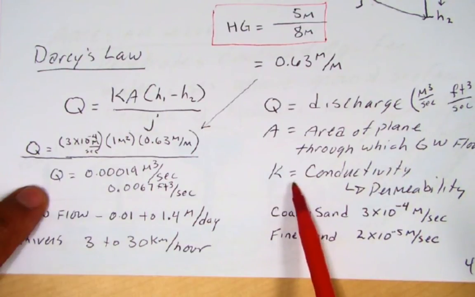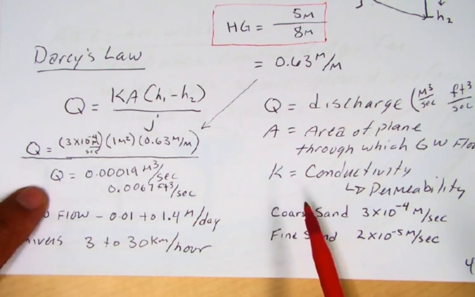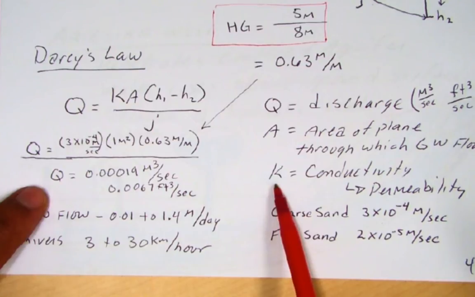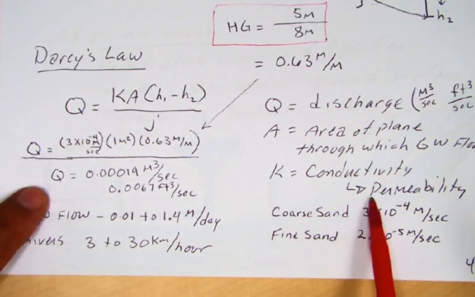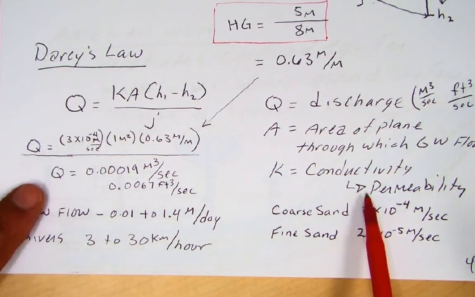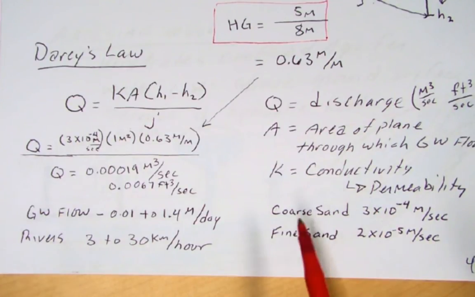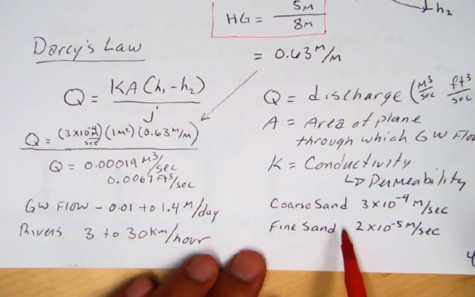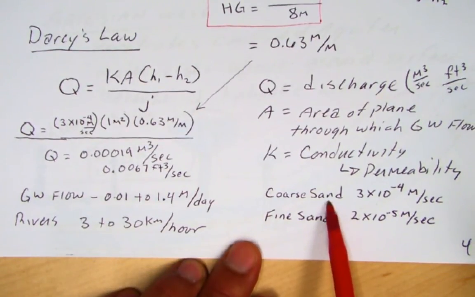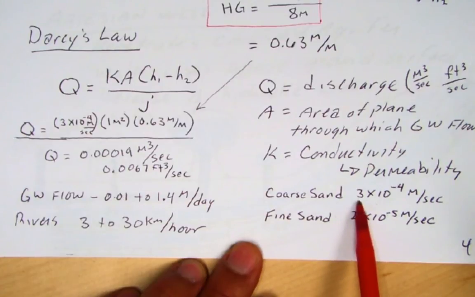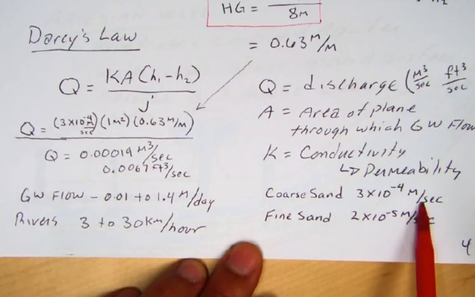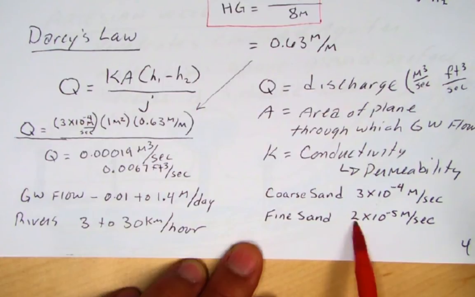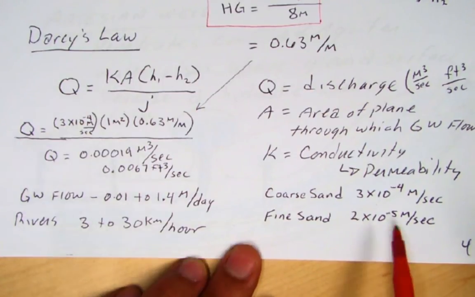And then now we need to have some values. The K value here is conductivity, which is essentially permeability, how well connected and how big the pore spaces are that allow the water to flow. And you can look these up in tables. So for coarse sand, the K value, or the conductivity, is about 3 times 10 to the negative 4 meters per second. Whereas for fine sand, it's 2 times 10 to the negative 5 meters per second.